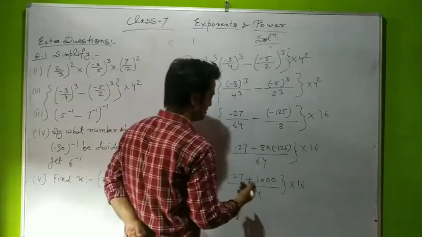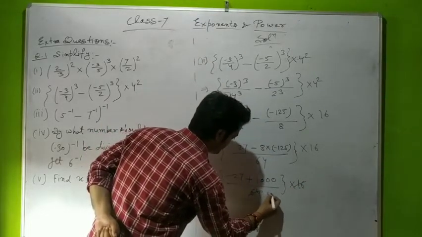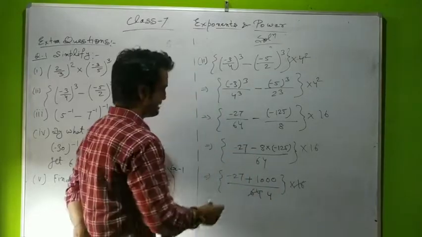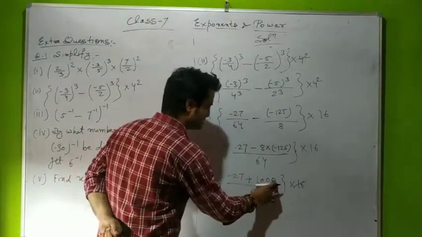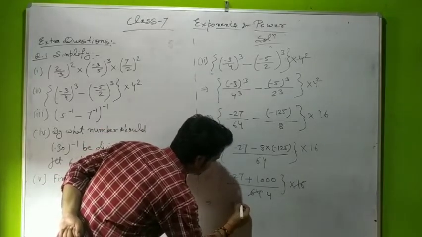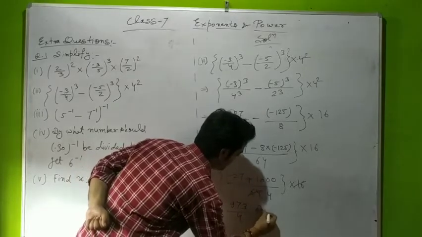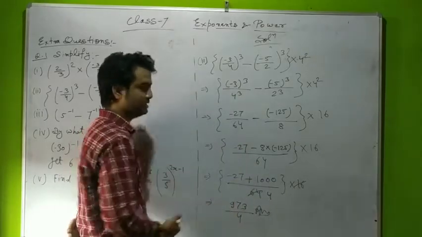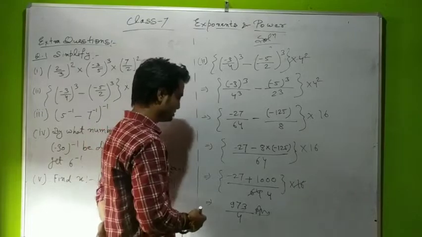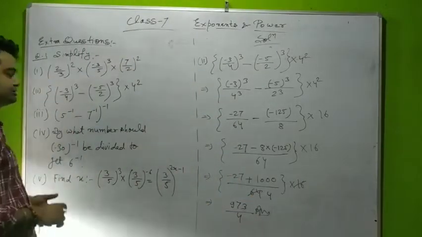Now what happens that 64 may cancel 16 4 times, and minus 27 and 1 plus 1000, when you will solve, you will get 973 upon 4. This is our answer. If you want, you can convert it into the mixed fraction. Okay. Now let's move to our third question.